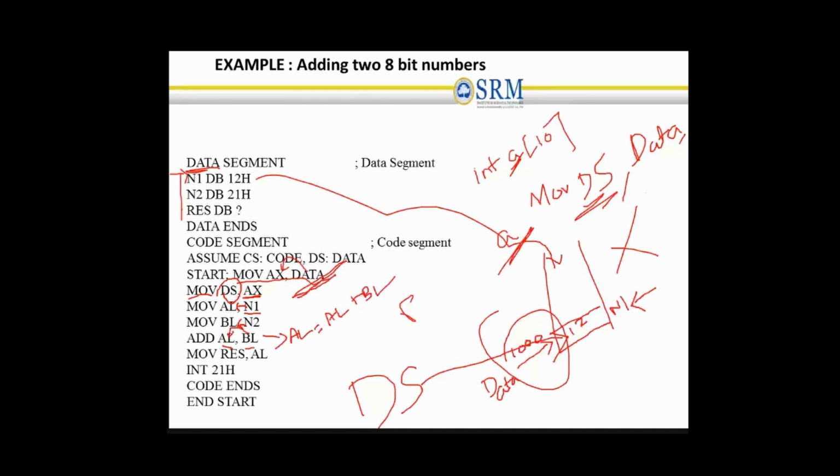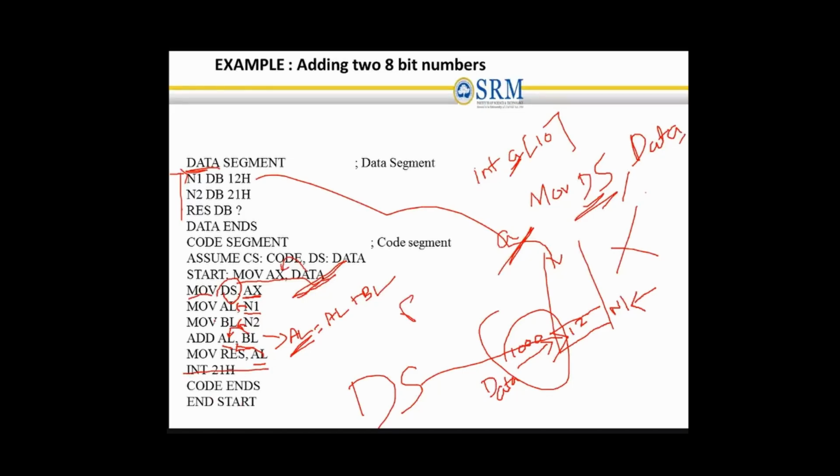After that, I am having the result in AL. So this AL value will be moved to result. Here we declared the result variable, and the value will be moved to it. That's it. And interrupt 21H is like writing return 0 in C language. It will return the value to the OS. For normal termination, it will return the integer value 0 to the operating system. If you want, you include it, otherwise you can omit this also.